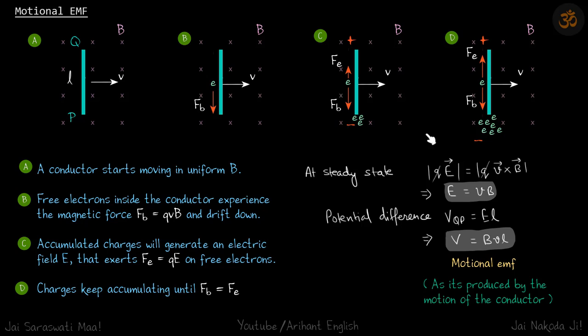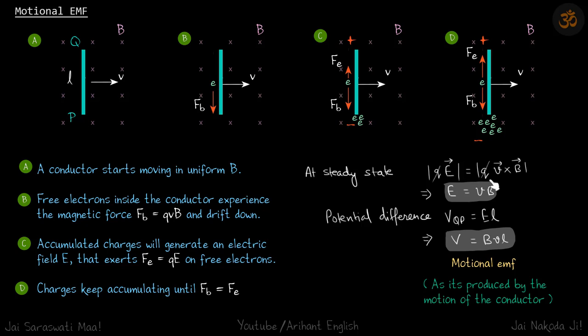But as more electrons are getting accumulated here, at one point, the electrons will stop drifting because both the forces will be the same. This will be the steady state. In this case, there will be no further drift of electrons. So this EMF which is generated will not change now. At a steady state, the forces are equal. So Fe is equal to Fb.